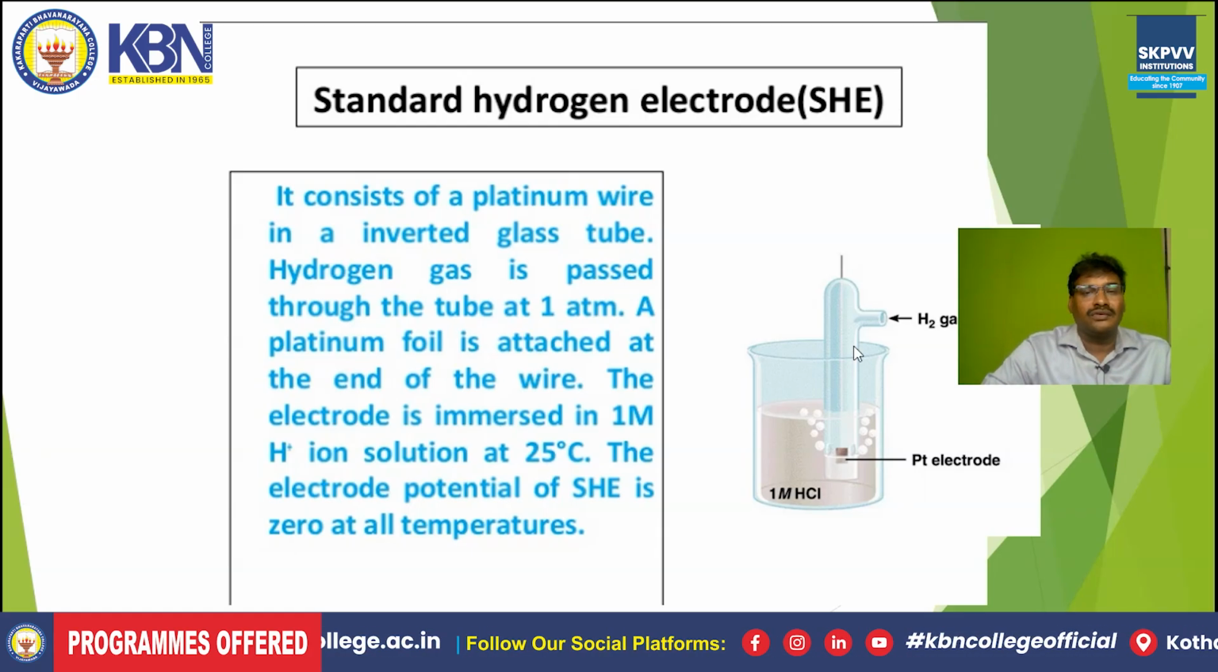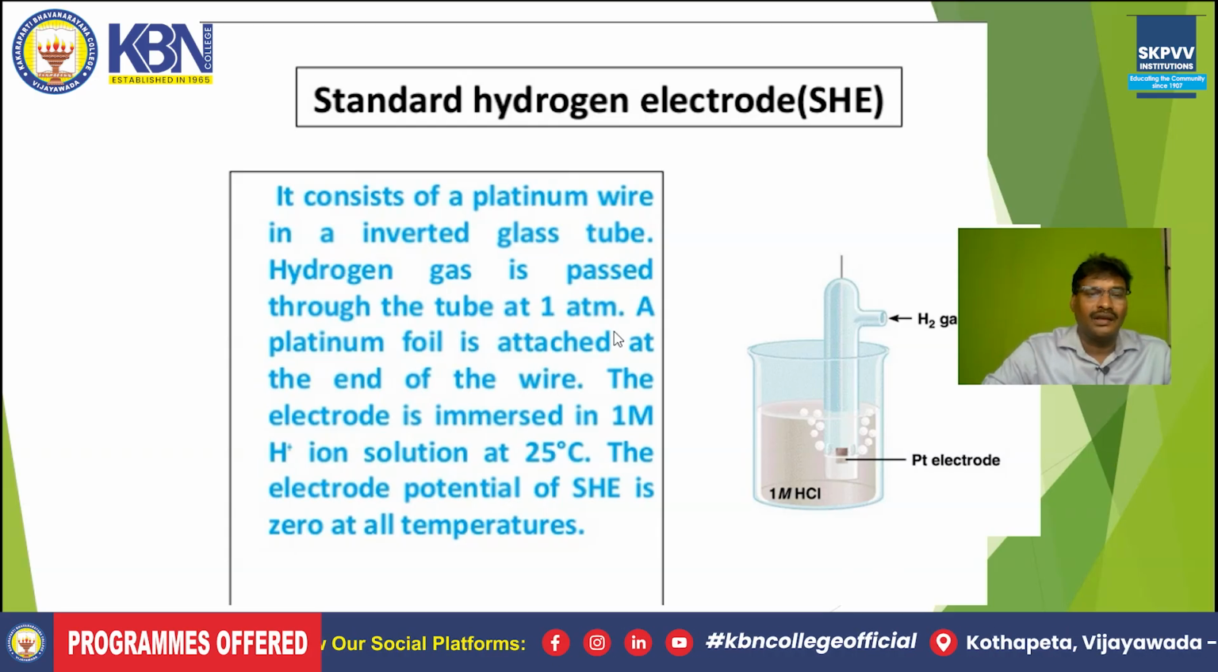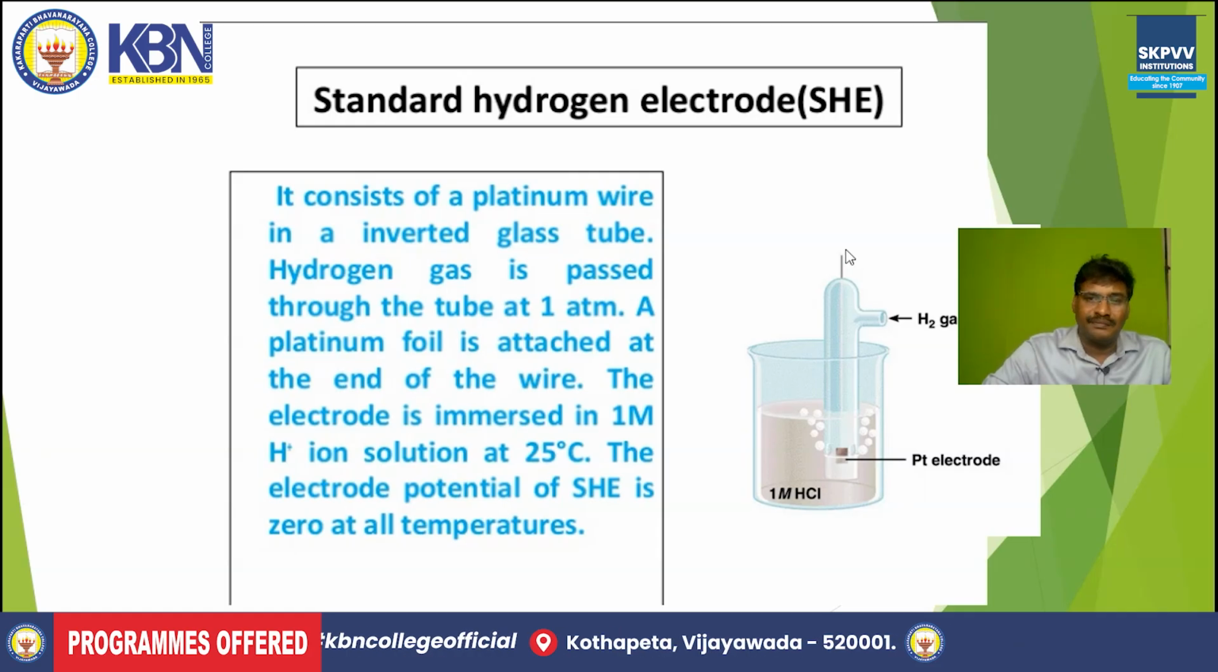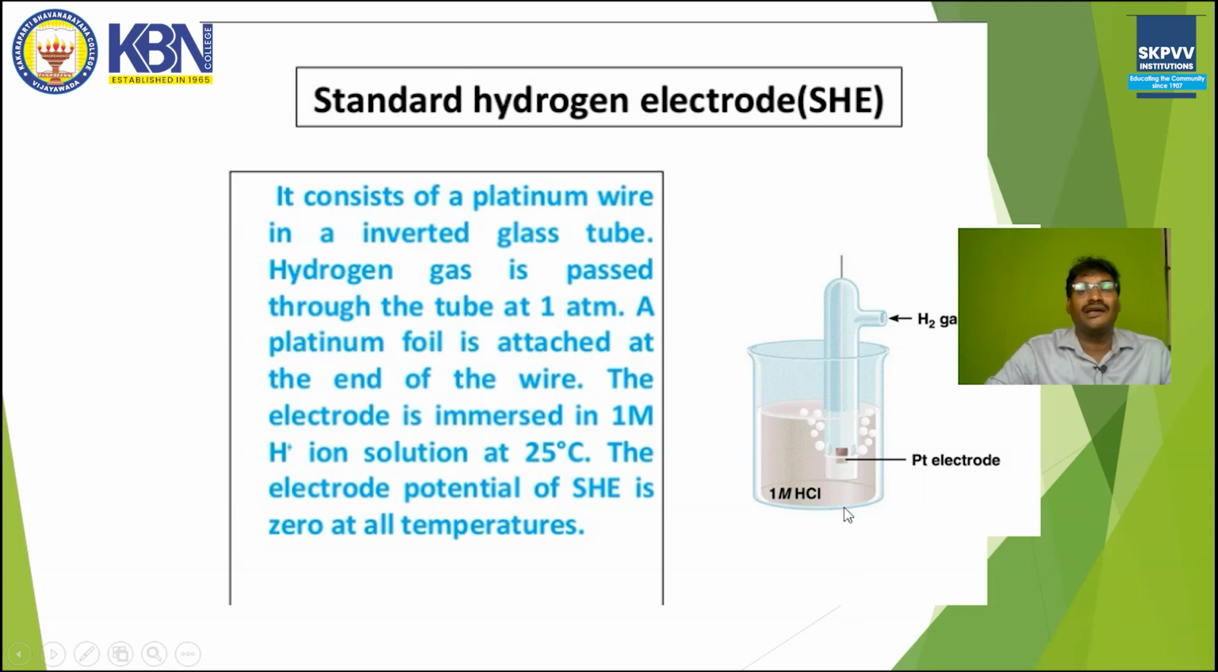Through the tube at 1 atm pressure, a platinum foil is attached at the end of the platinum wire. The electrode is immersed in 1 molar HCl solution, which contains H plus ions and Cl minus ions. H2 gas, platinum wire, and platinum foil are dipped in 1 molar HCl solution. This is the construction, which is connected to another metal electrode.